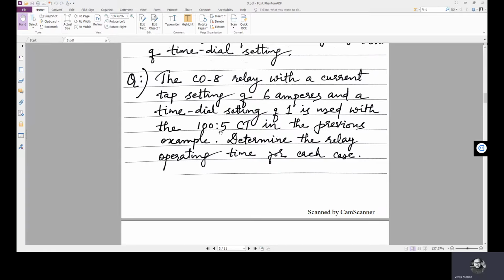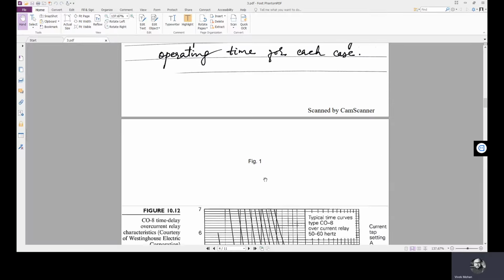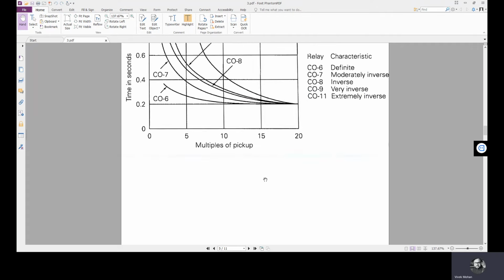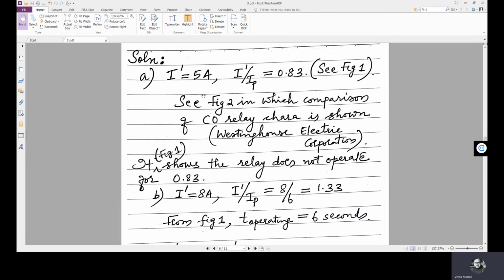The CT ratio is given, and the current tap setting or pickup value is also given, and the time dial setting is also given. So we have to use the plot from the Westinghouse CO8 relay and find the time delay. Let's see what is happening here.